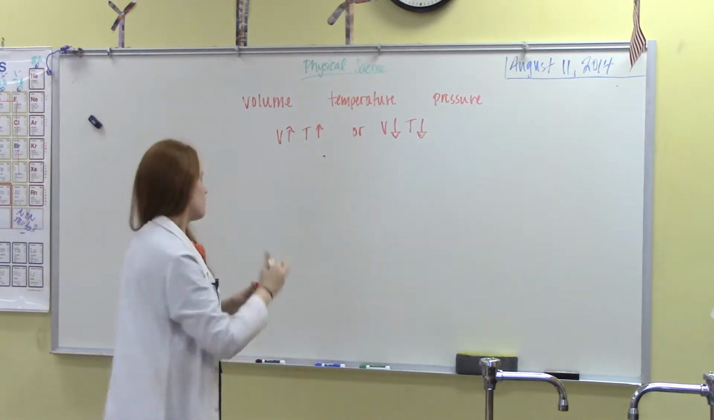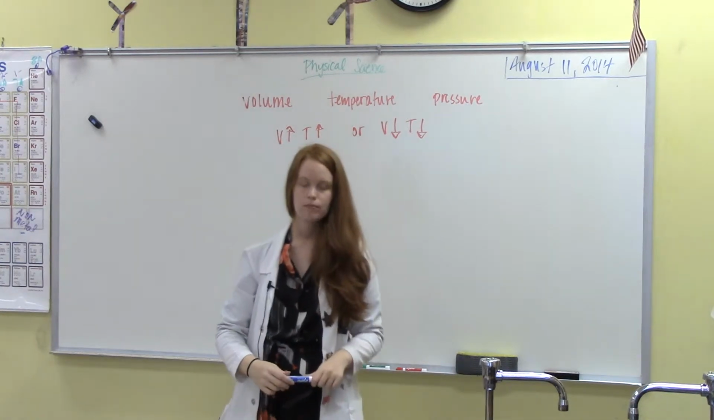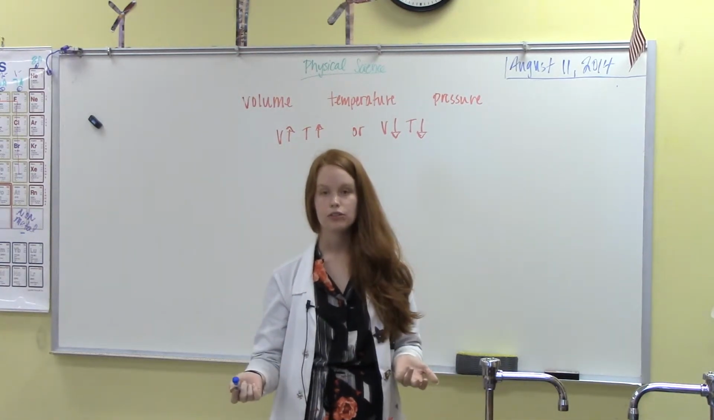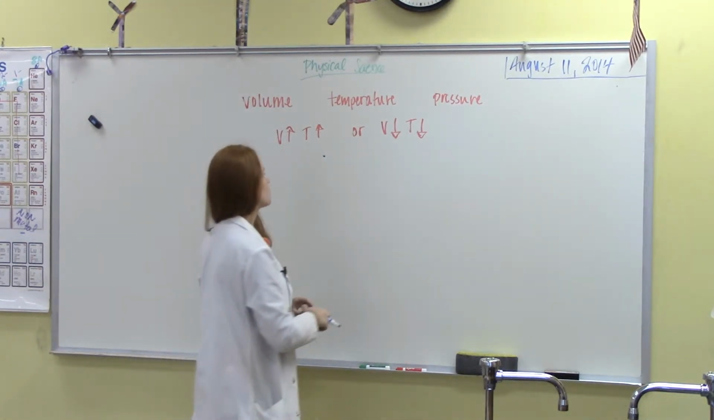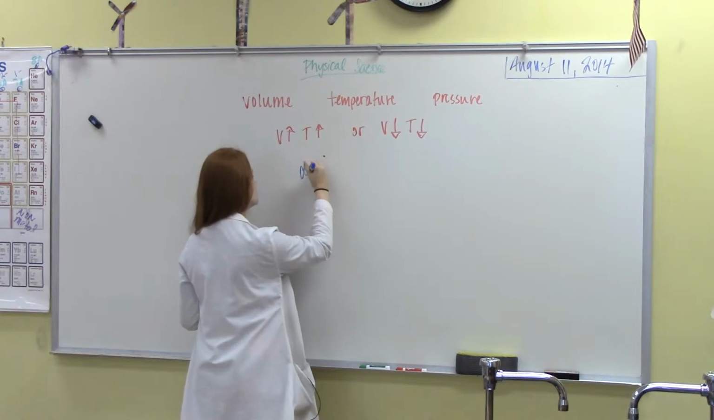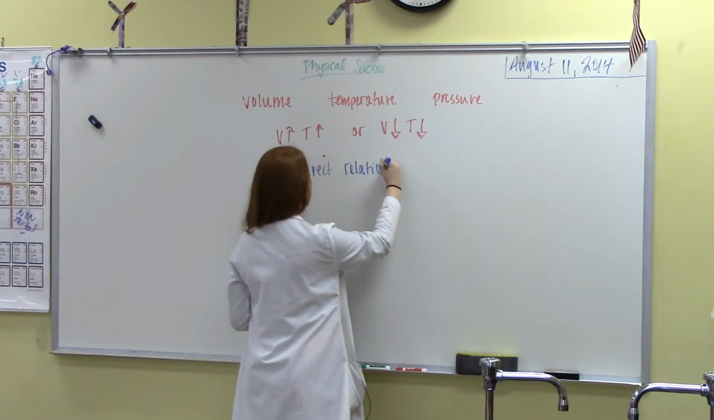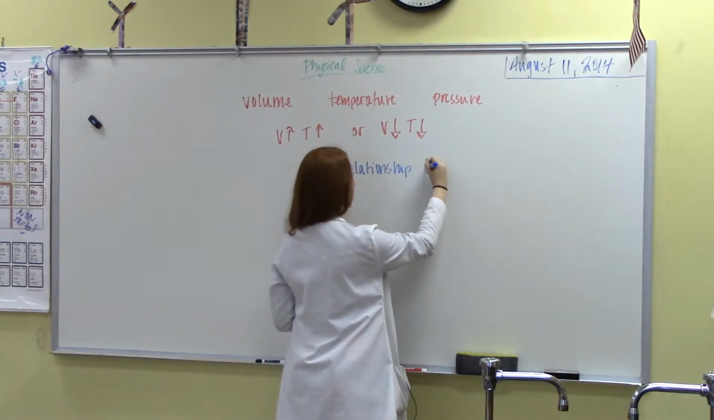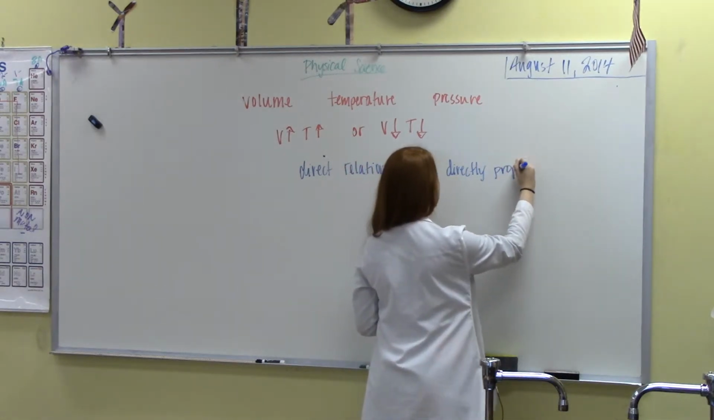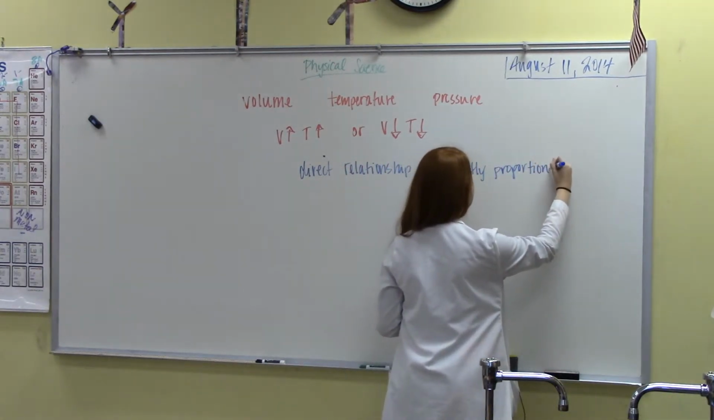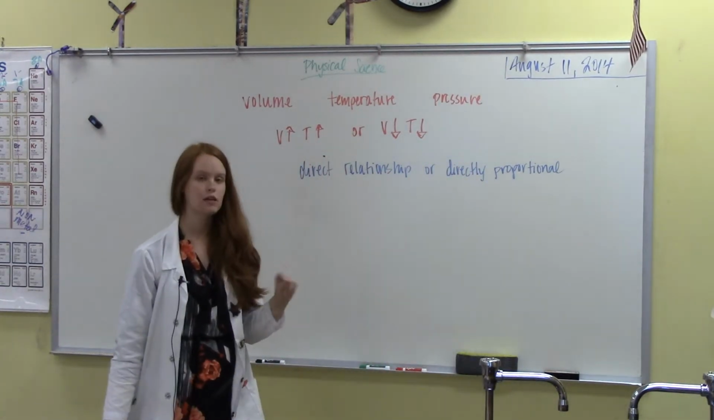Okay, now we call this relationship a direct relationship, or we say that they are directly proportional. Okay, so as what one does, the other one does. So this is a direct relationship, or we can say that they are directly proportional. Okay, I have a hard time with that word sometimes. Okay, so direct relationship or directly proportional.